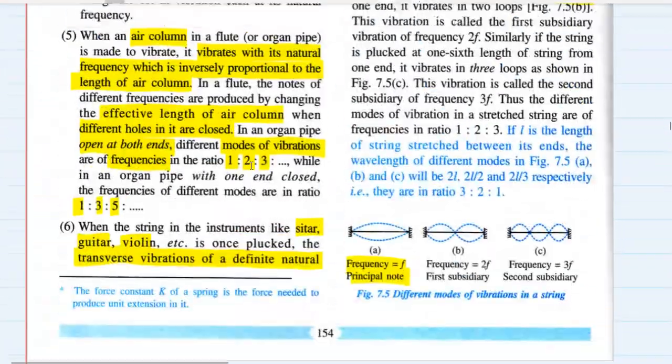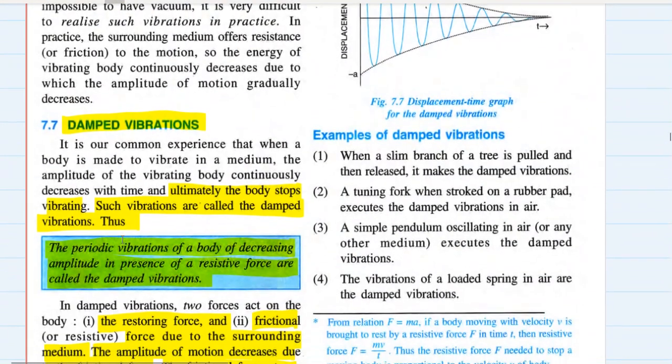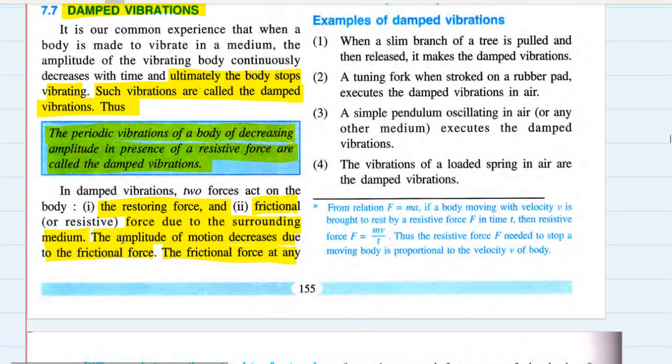Examples of damped vibrations. All these examples, when they are carried out in natural conditions, in presence of a resistive medium around the vibrating body, are examples of damped vibration. Still, they have given some more examples. When a slim branch of a tree is pulled and then released, it makes damped vibrations because it vibrates and then after some time it stops vibrating. A tuning fork, when stroked on a rubber pad, executes damped vibrations in air because the tuning fork starts vibrating, produces sound, but slowly the sound fades out because the vibration stops due to the resistive forces offered by the air around it.